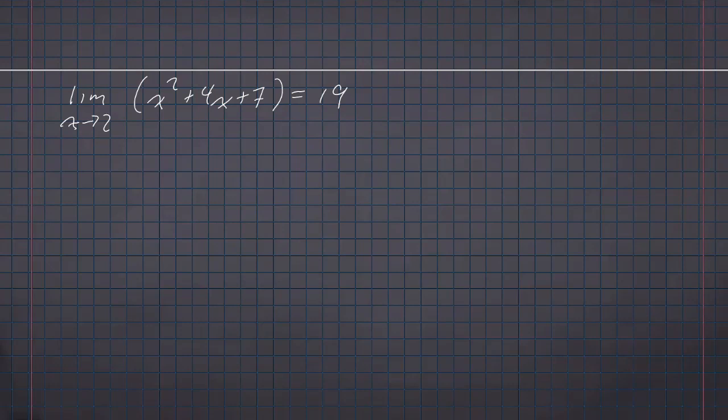Similar to what I said on the first example, we know that polynomials are well behaved, so you should just be able to evaluate, and anything that should work nicely will work nicely for a polynomial. You plug in x equals 2. 2 squared is 4. 4 times 2 is 8. 4 plus 8 plus 7 is 19. So it looks like this should work. But if I want to prove it, I start by letting epsilon be greater than 0.